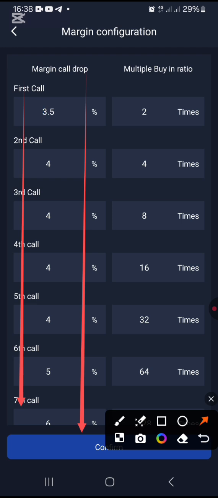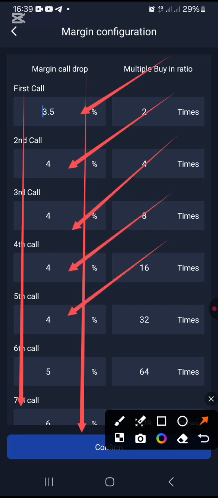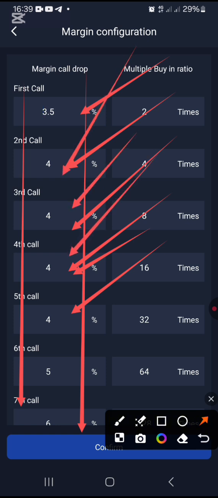When you add up, this is 3.5, this is 4, that is 7.5, plus this is 11.5, this is 15.5, this is 19.5. By the time you reach the fourth call, we are at 15. The system is telling this coin to drop by 15% in the radical risk type.